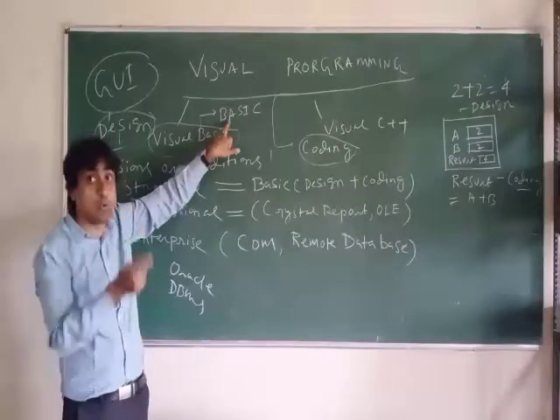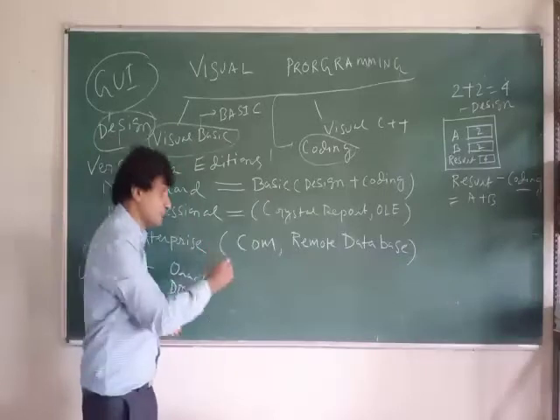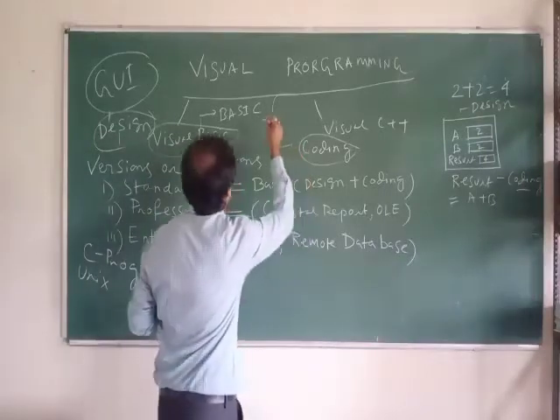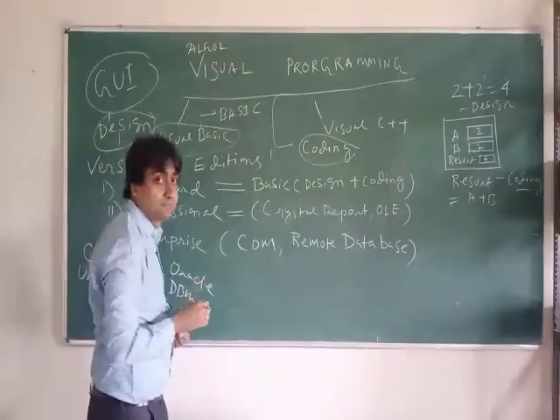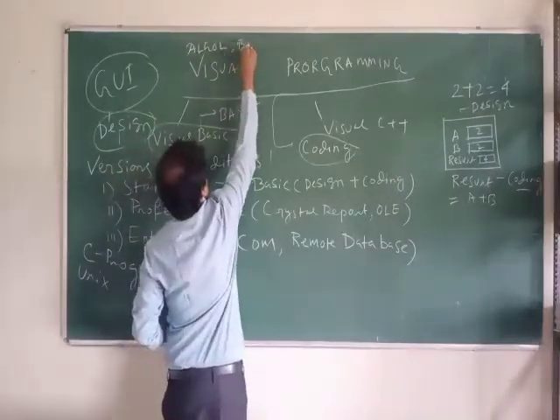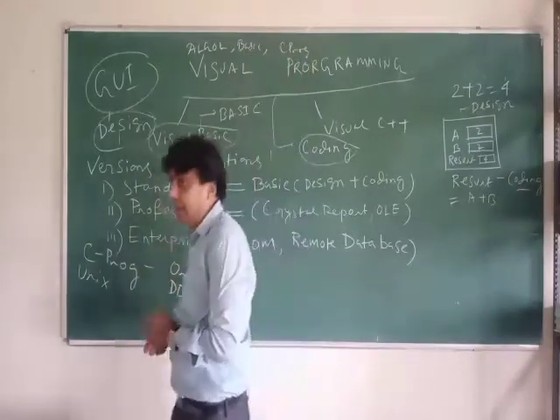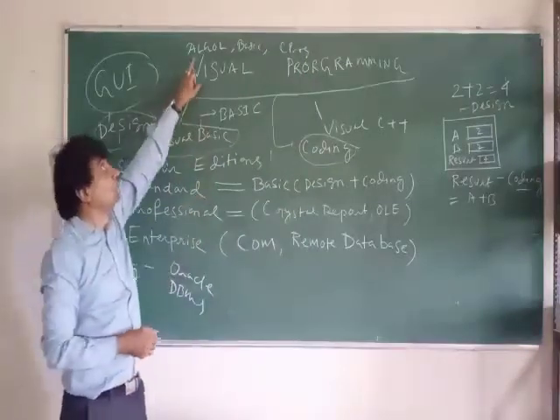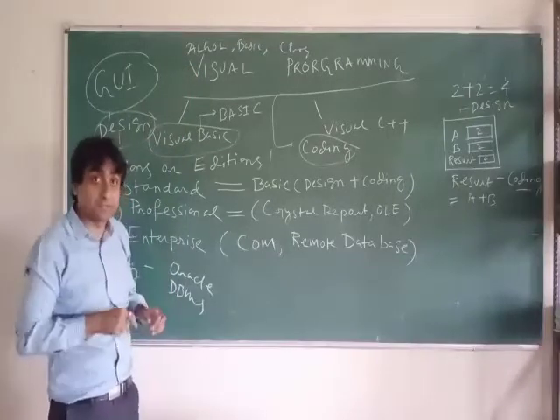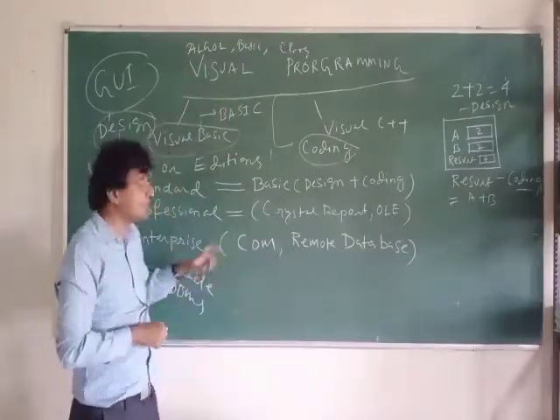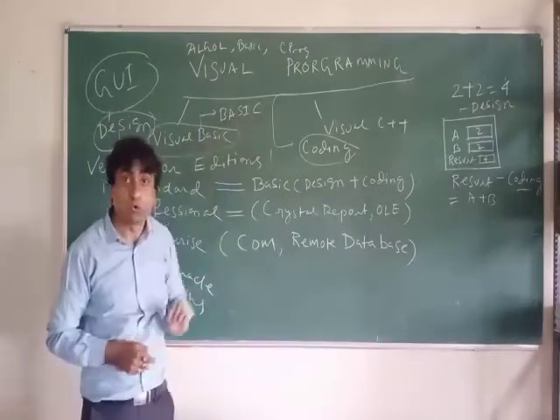Actually, this is a very old programming language. Earlier, there were some programming languages. One programming language, ALGOL, was there. After that, BASIC came. After that, the C programming language came. ALGOL is obsolete, there is no usage of that. BASIC is Beginners All-purpose Symbolic Instruction Code.